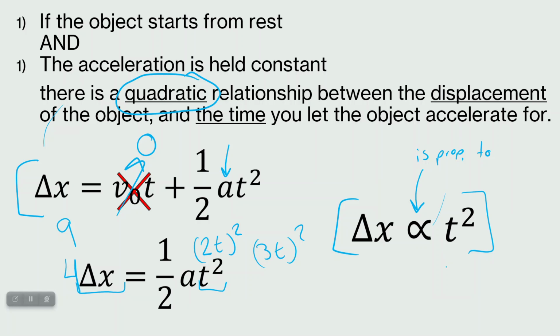And what this means is whatever change we make to time, we square it, and delta x will change by that factor. So again, if I multiply time by a factor of 10, displacement will increase by a factor of 100. If I multiply time by a factor of 5, then displacement will increase by a factor of 25. That is just inherent in this relationship.